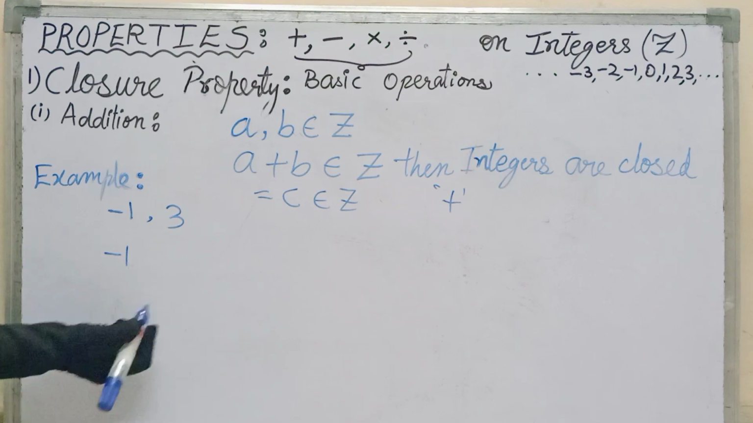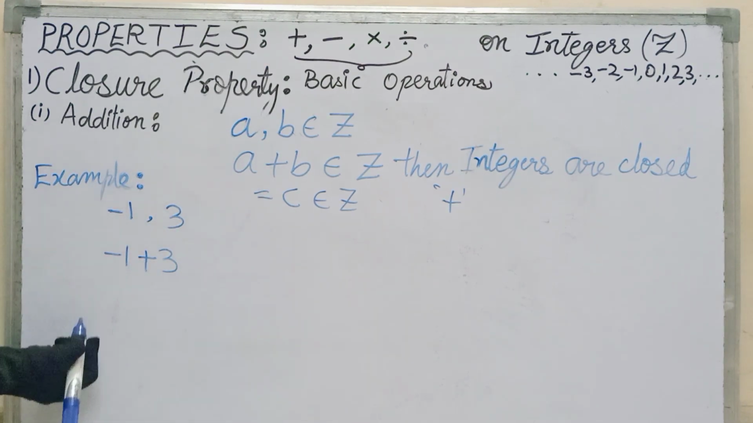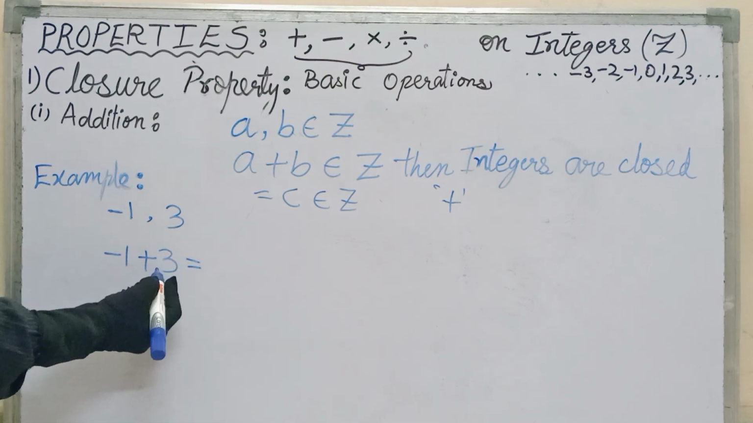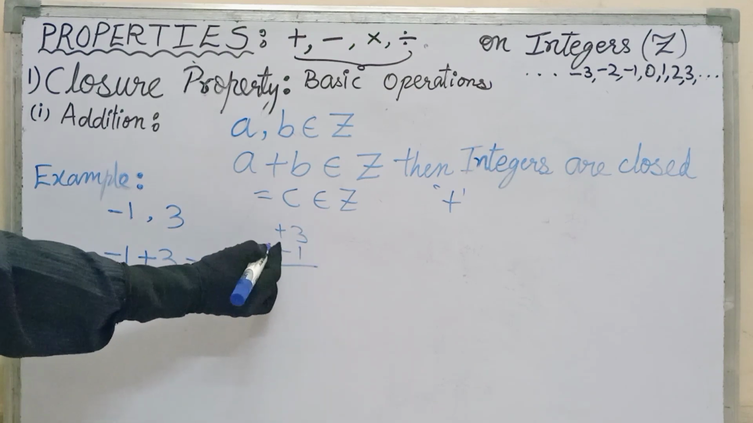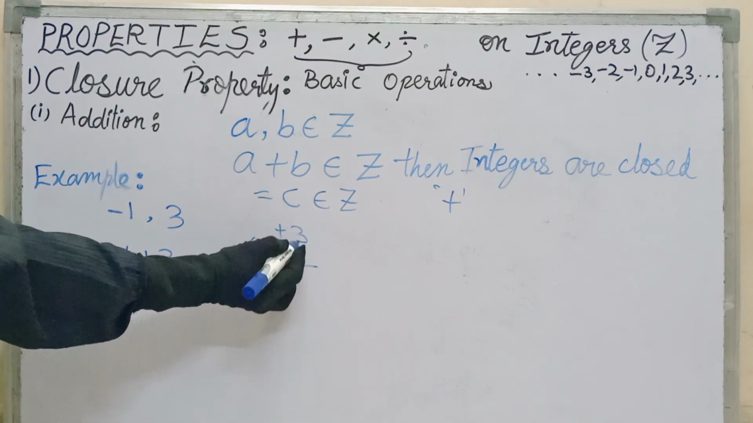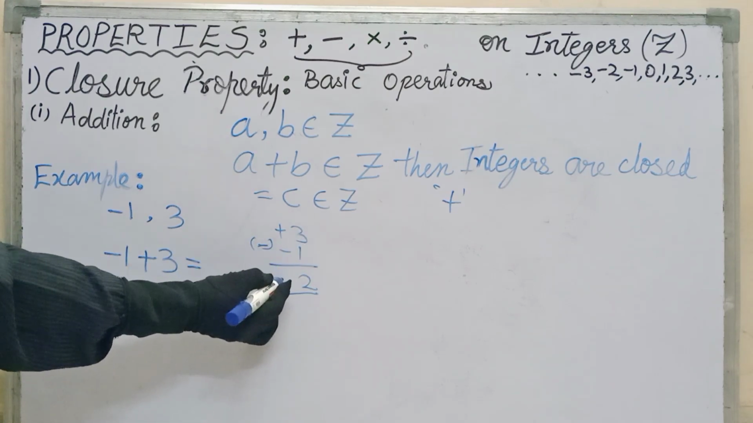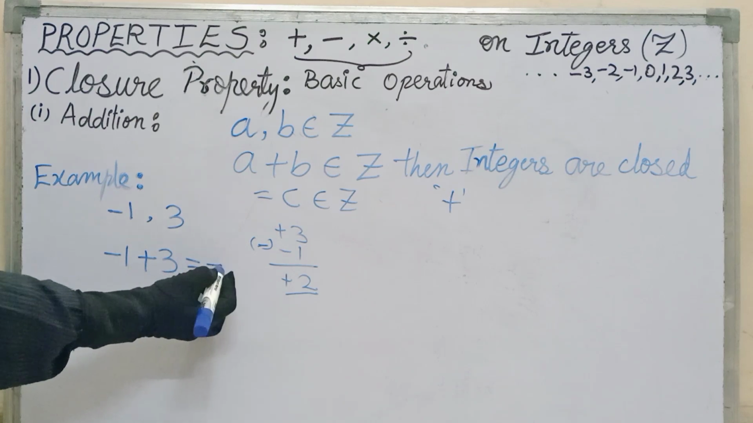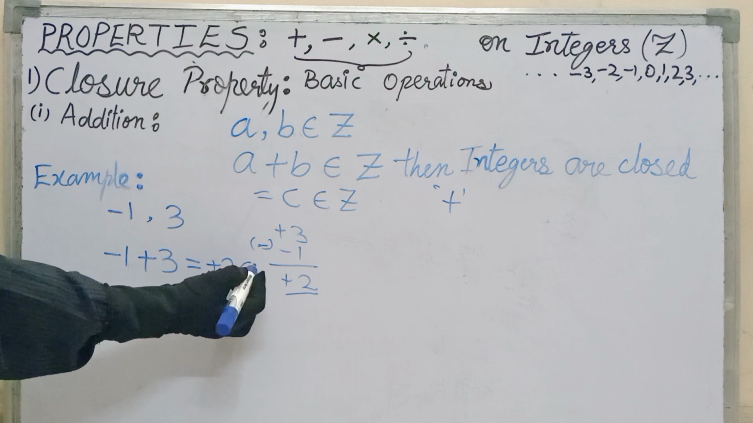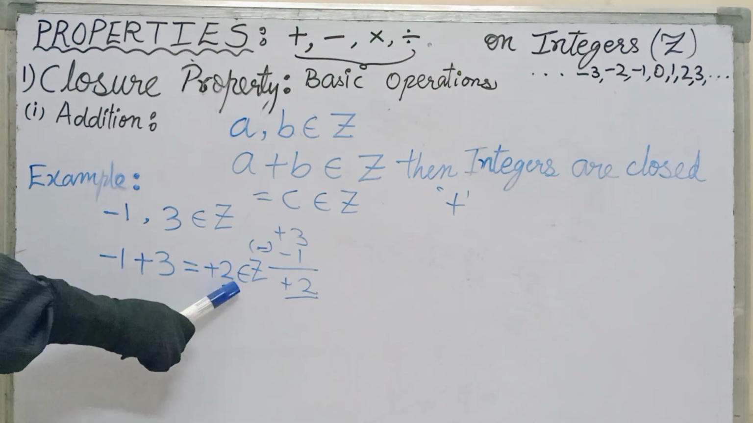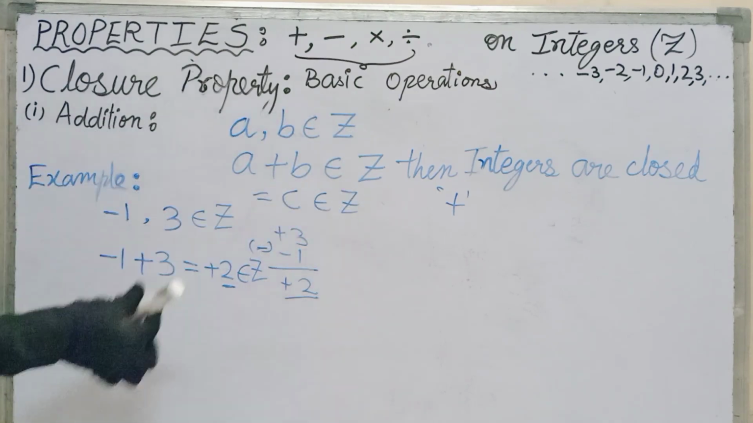A is -1 here. Then if we place a plus in between these two things, what do we get? We will see here. That is +3 -1. Plus into minus is minus. So we will subtract this. 3 minus 1 is 2, and the sign of the bigger number will come here. So what answer did we get? We got +2. This +2 also belongs to integers. So we can say that integers are closed under addition.